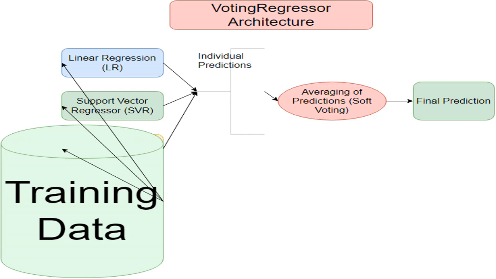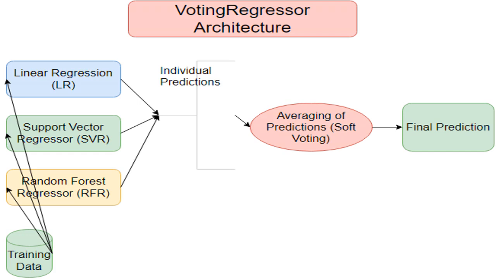The VotingRegressor combines the predictions by averaging them. This approach is called soft voting. No special weighting is given to any of the individual predictions. It is simply averaging them equally.